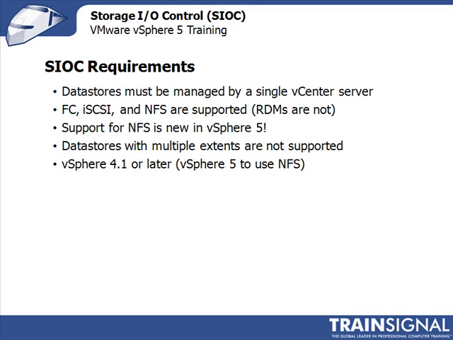It's the vCenter server that's communicating the number of shares and then specifying the amount of the storage array that those virtual machines across multiple ESXi servers, all accessing the same data store, the shares that those virtual machines deserve. You can use either Fiber Channel, iSCSI, or NFS, which is brand new in vSphere 5. With vSphere 5, you can now use NFS with storage I/O control. RDMs are not supported, but Fiber Channel, iSCSI, and NFS are.